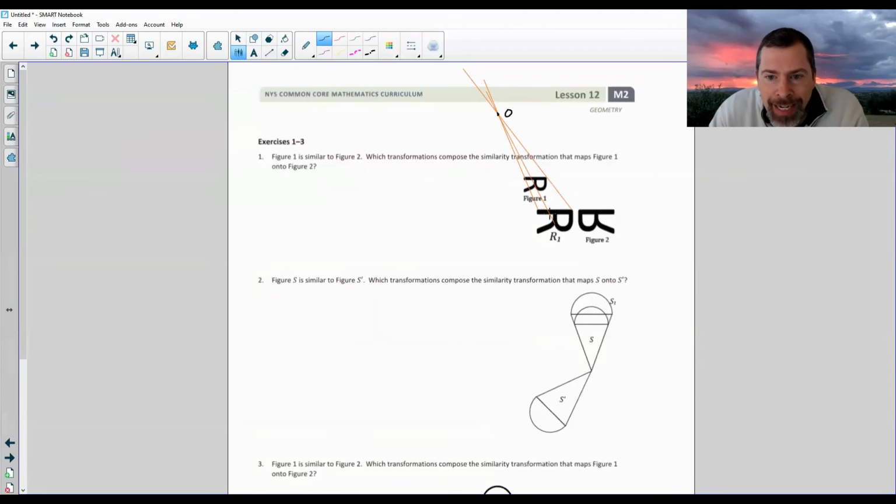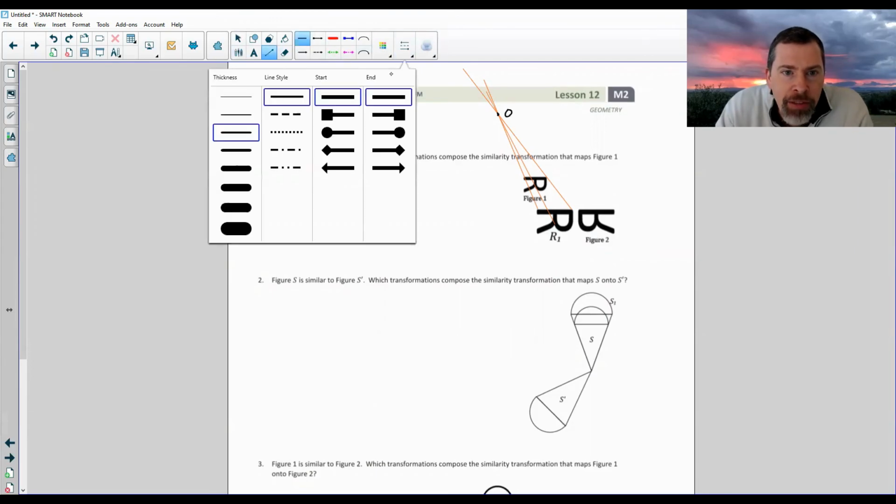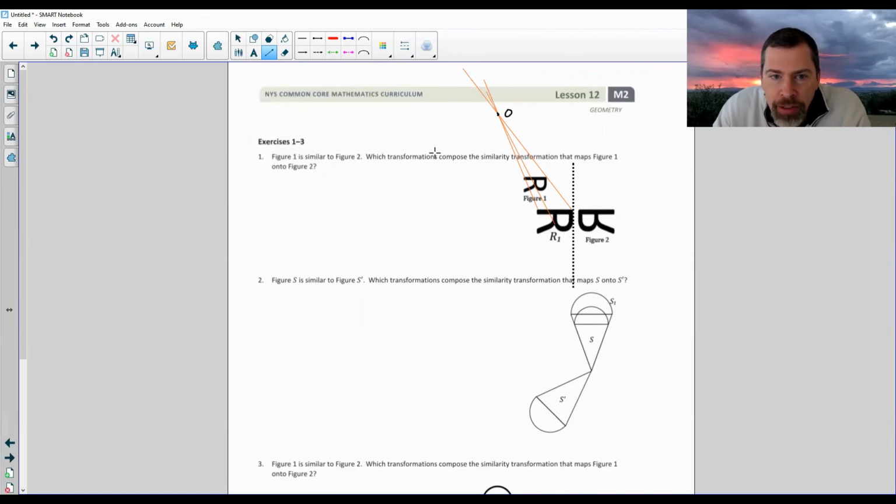So that was a dilation with R greater than 1 because it got bigger. And then if I take a line segment, let's make it dashed, and I draw it down like so, and then move it in between.